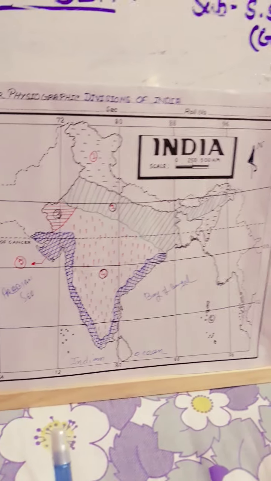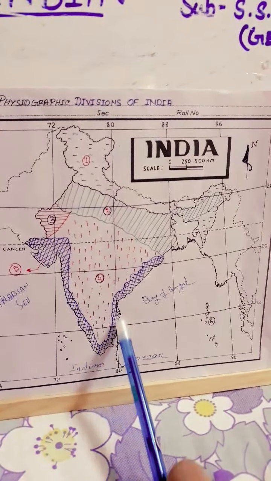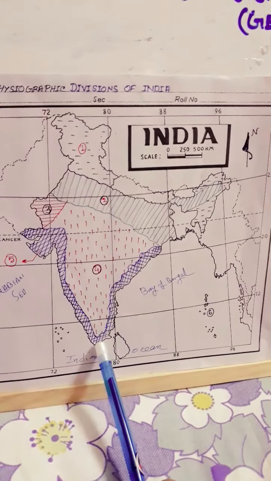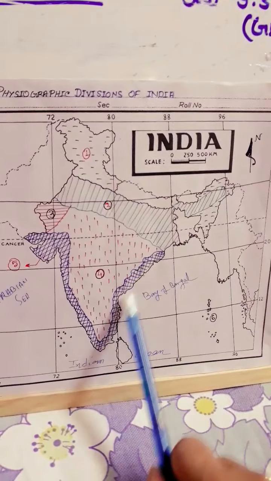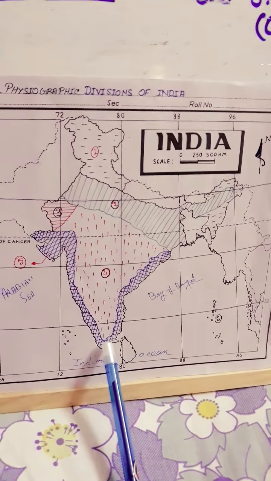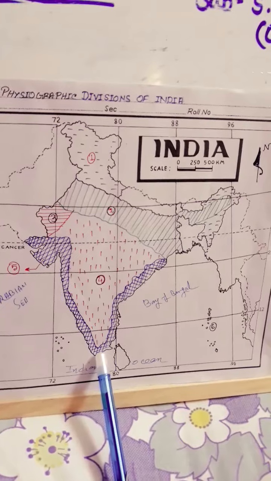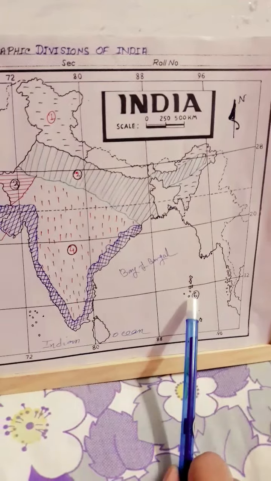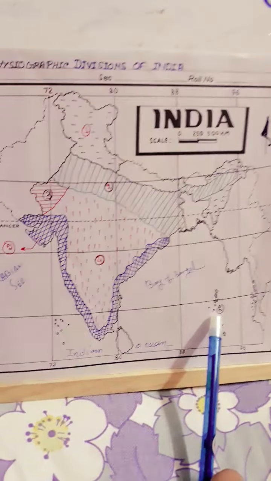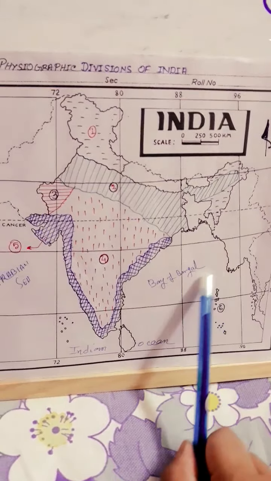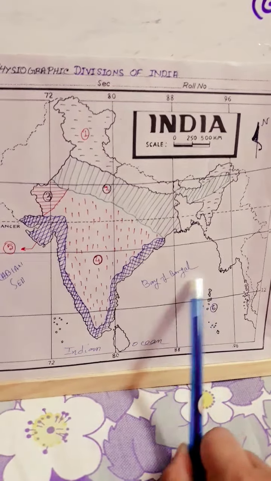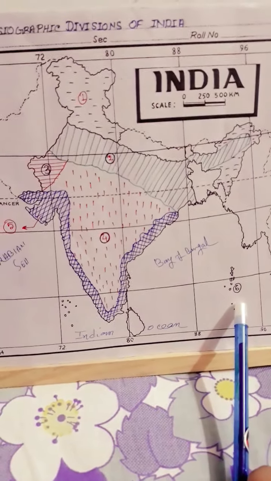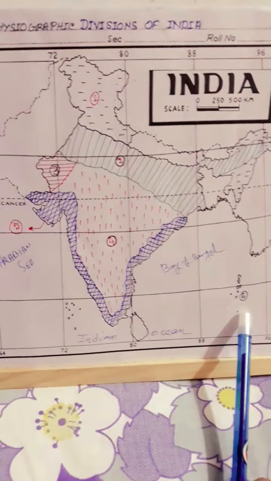Next, the coastal plains. This portion I have demarcated with blue ink and tried to symbolize it with a grid-like symbol. So that portion is known as the coastal plain. Next, the islands. You know already that an island is land totally covered with water from all sides. So this number 6 portion is known as the islands.